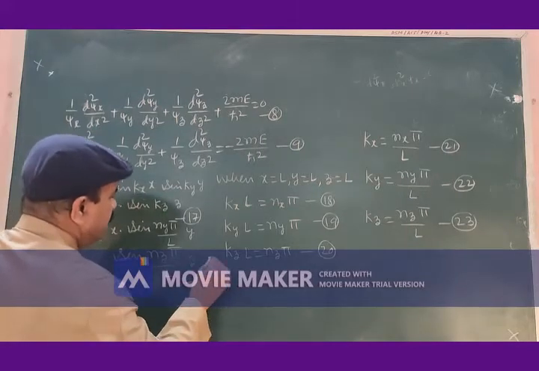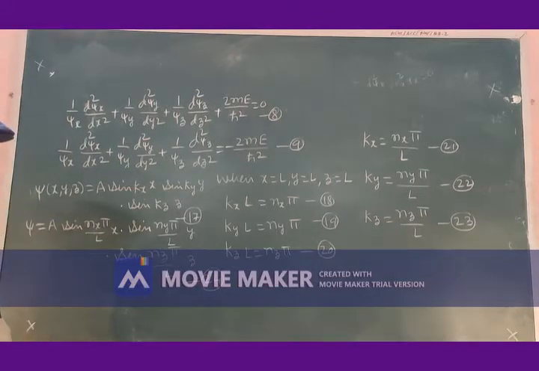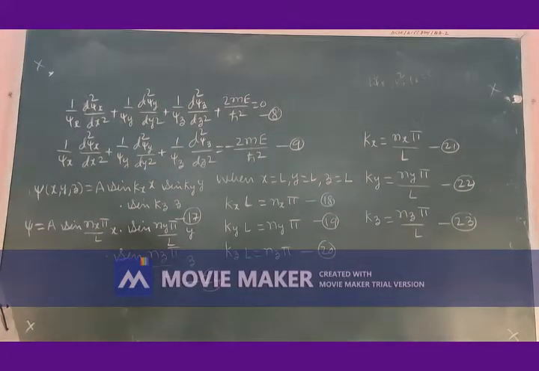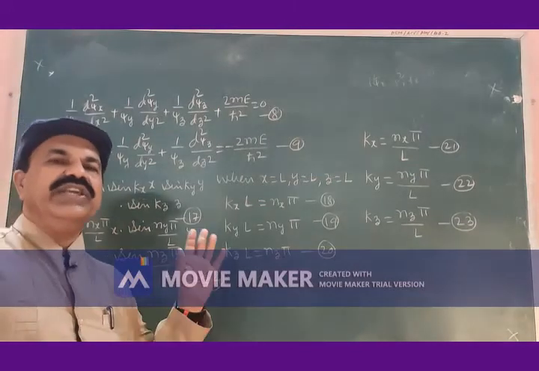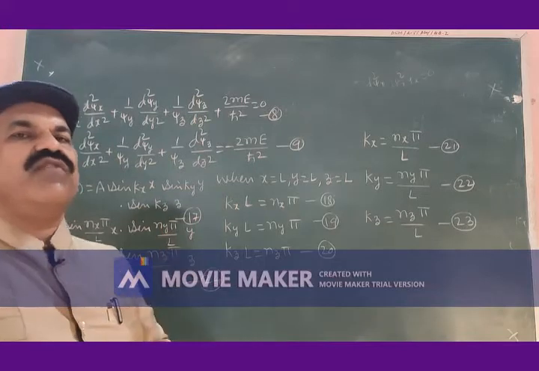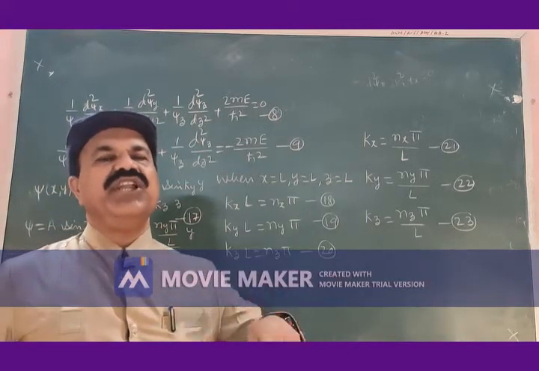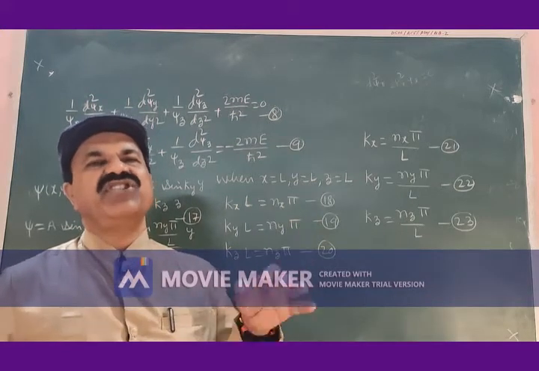equation number 24. So psi is equal to A sin nx pi by L into x into sin ny pi by L into y into sin nz pi by L into z is the solution for the required wave function. It is the solution for the particle performing motion in a three-dimensional box.